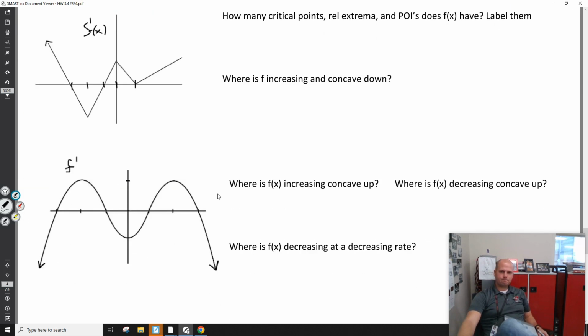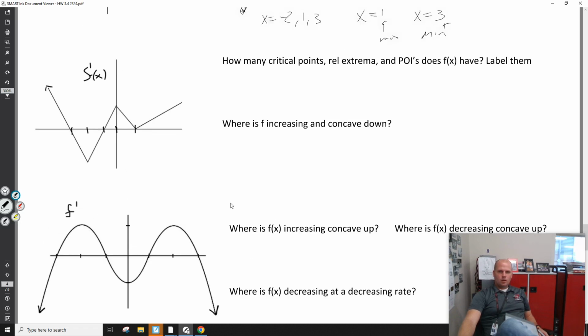All right. Let's start with this one. F increasing concave down. Oh man, I gotta go. I'm gonna have to pause.